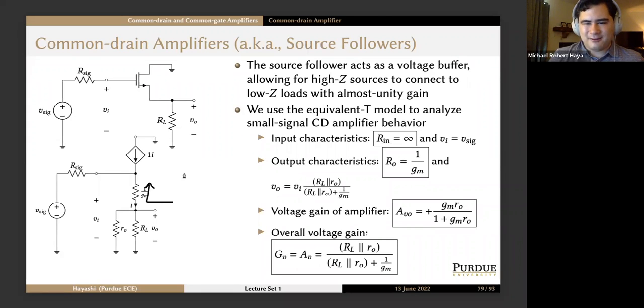Voltage gain of the amplifier. This requires us to look at VO. This is another voltage divider, where we ask how VO compares to VI. It looks like the lower resistance of the voltage divider is formed by RO in parallel with RL and 1 over GM. We use the voltage divider equation to get VO in terms of VI. Divide both sides by VI, and we get the voltage gain of the amplifier proper. It doesn't include RL, but the overall voltage gain, which is the same as the voltage gain of the amplifier, is just this voltage divider type expression.